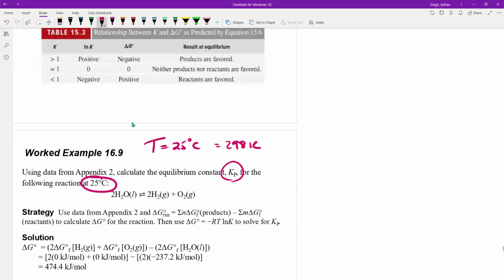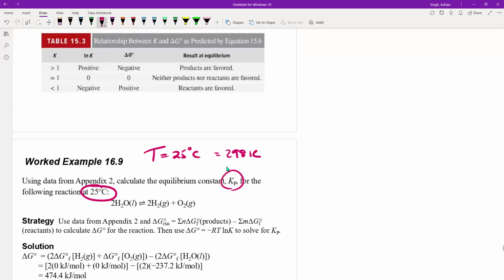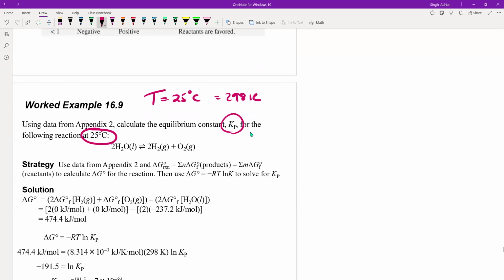Remember, when you have your equation, delta G naught equals negative RT natural log of K. This K could be any of those K values that we talked about previously. This could be Kc, in terms of concentration, or Kp, in terms of partial pressures. It just depends on what type of system we're looking at. In this case, we want to find Kp, the equilibrium constant in terms of the partial pressure. So we can use our equation: delta G naught is equal to negative RT natural log of Kp.